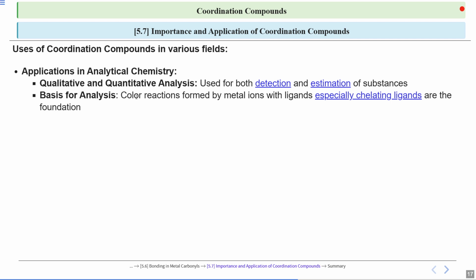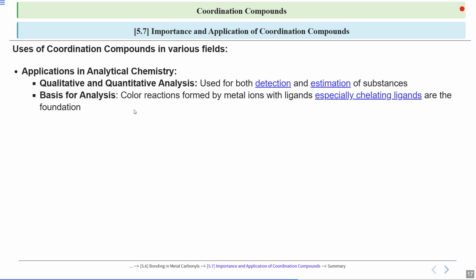Basis for analysis. So coordination compounds: the color reactions formed by the metal ions with the ligands, especially the chelating ligands, are the foundation for analysis in analytical chemistry. Okay, because color is denoting so many things.